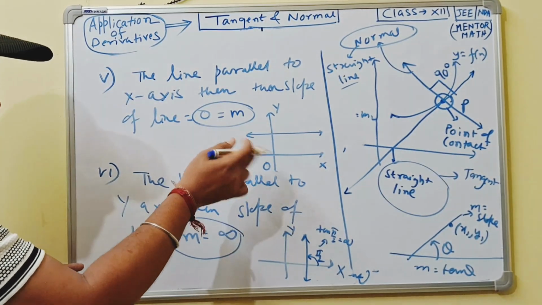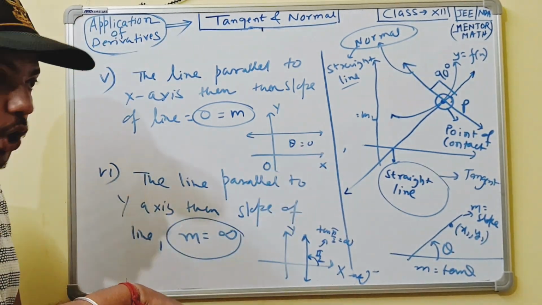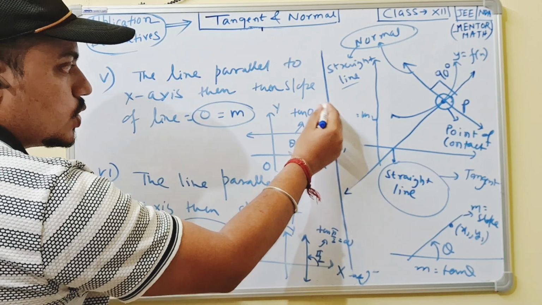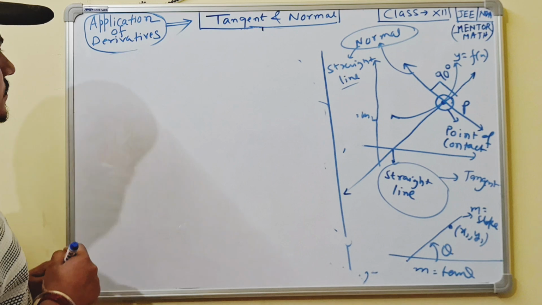In a similar way, if you check here also, theta is 0 degrees because both are coincident or parallel. Theta is 0, and you know that tan 0 is equal to 0. So the slope here is 0 and here it is infinity. Okay. Number 7.